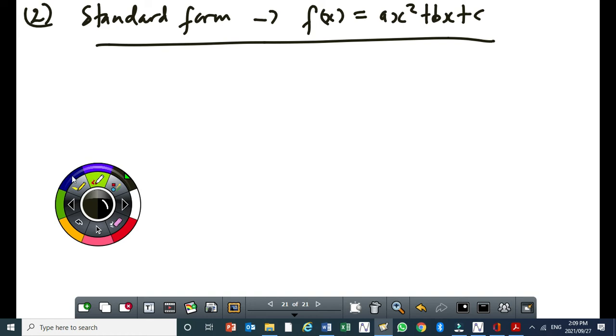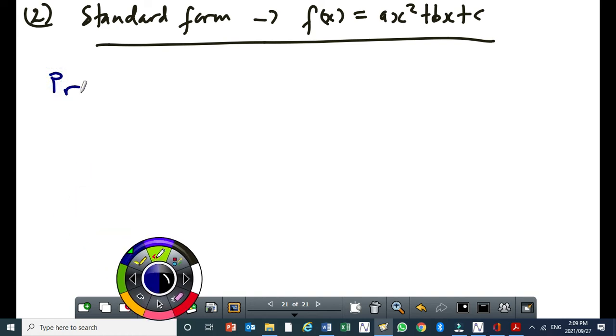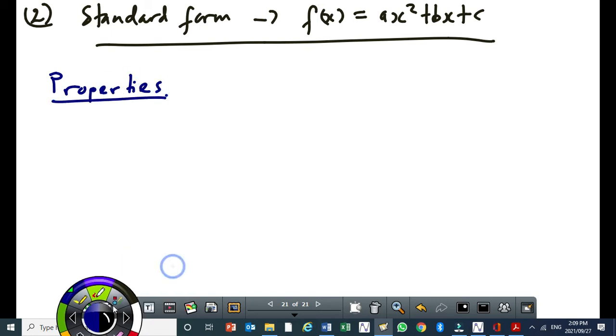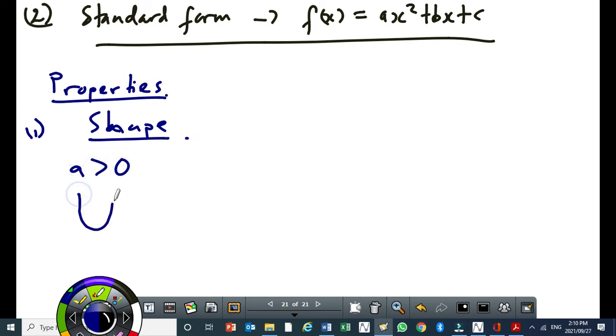Right? The properties. The shape, let's start with the shape. The shape is the same as how we determine the shape for the turning point form. If A is greater than 0, that's positive, then you're going to have a smiley face. If A is negative, you're going to have a sad face. So that doesn't change. It's the same thing.